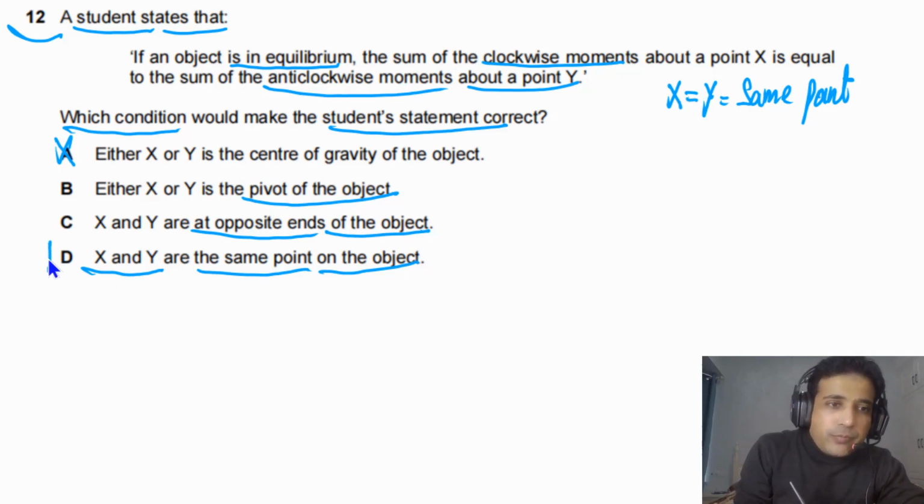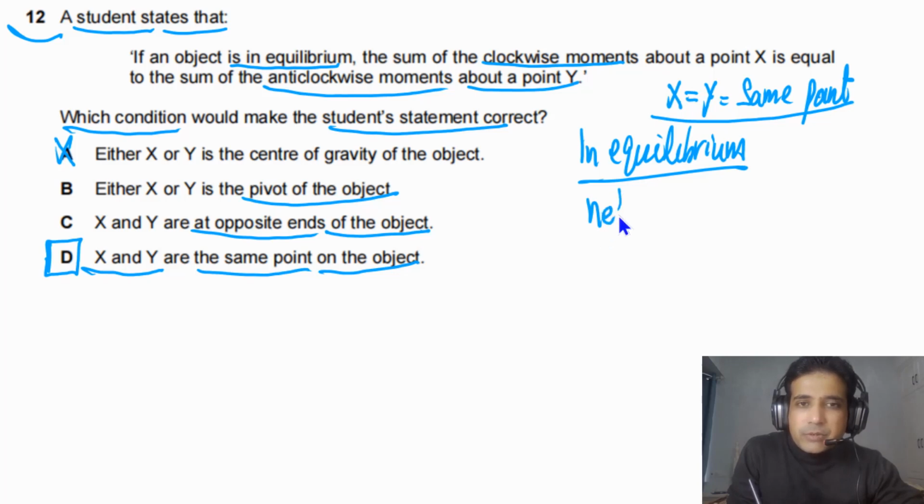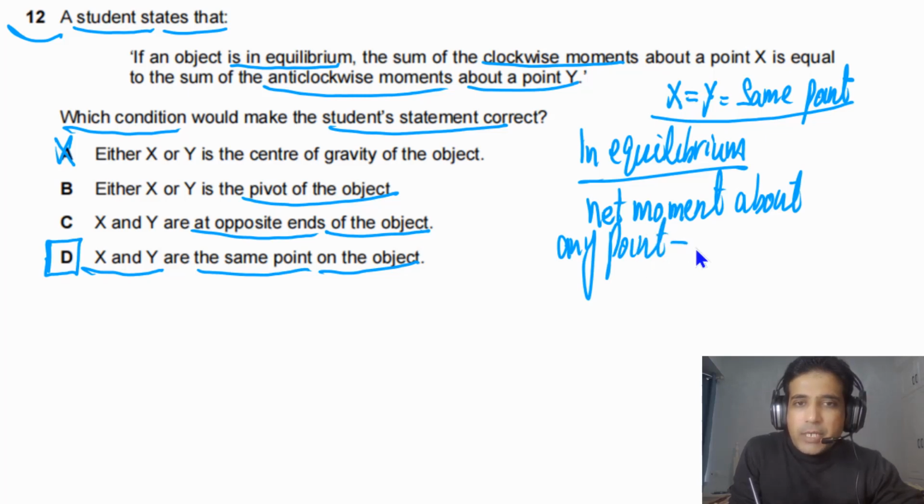So the answer for this question is D, about the same point, because the condition is that if an object is in equilibrium, this is the principle of moments: the net moment about any point has to be equal to 0. Net moment about any point has to be equal to 0. Or simply we can say about the same point.